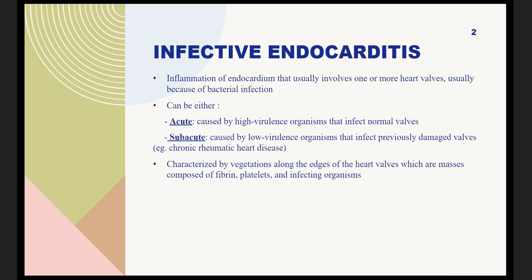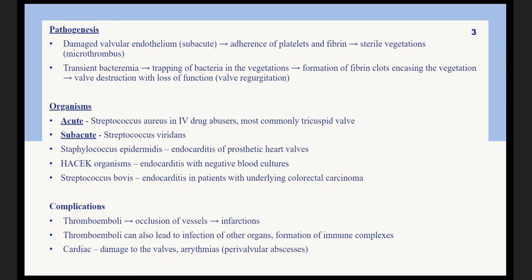It can be divided into acute and subacute infective endocarditis. Acute infective endocarditis is caused by high virulence organisms that infect normal valves, whereas subacute infective endocarditis is caused by low virulence organisms, and these infect valves that were previously damaged, for example, by chronic rheumatic heart disease. It is characterized by vegetations along the edges of the heart valves, and these are basically composed of fibrin, platelets, and the infectious organism. So, what is the pathogenesis?